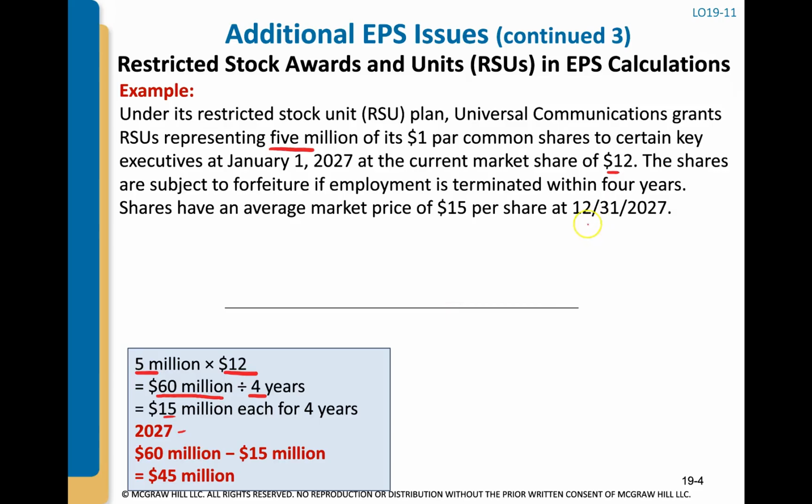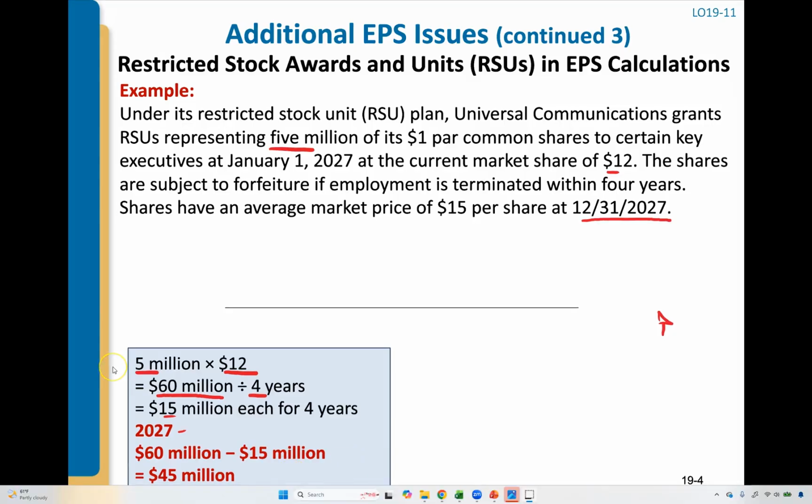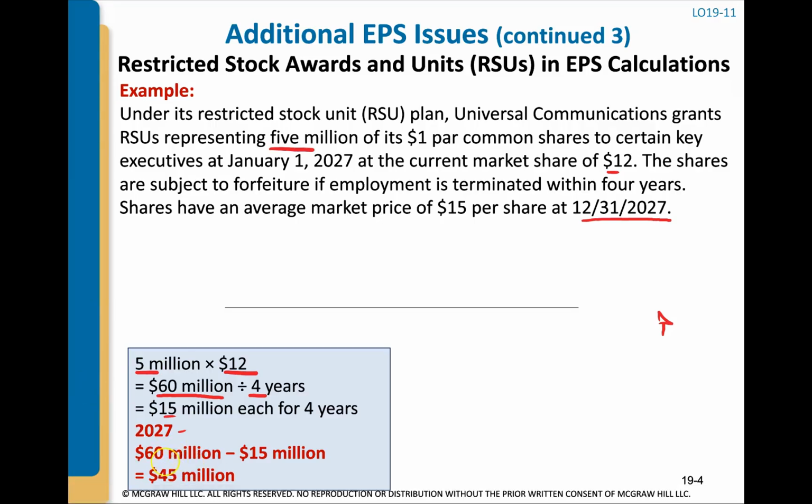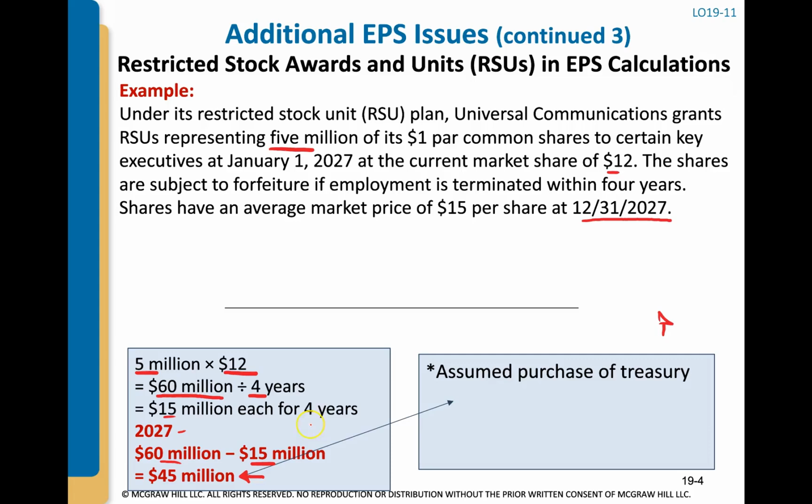Okay, so when we're doing our diluted earnings per share, we have to increase our denominator by the additional shares issued and outstanding, because we assume that for the unvested portions, the proceeds are going to be used to buy back those shares as treasury shares. So we're going to look at our 60 million, but 15 million has already been expensed in 2027, right? Because it's one of the 4 years. So we have $45 million of compensation expense remaining related to the remaining unvested shares.